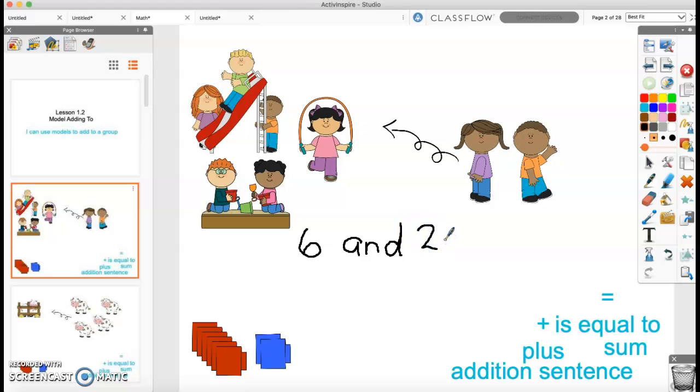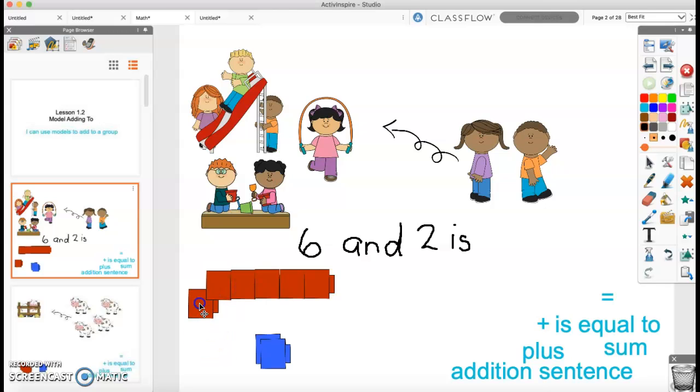So I have 2 more, and I want to know how many 6 and 2 is. I can use a model to help me solve the problem, and the model would just be objects. I have some cubes today, and I'm going to put out some cubes to represent those 6 kids. So 1, 2, 3, 4, 5, 6. I have 6 cubes for those 6 kids.